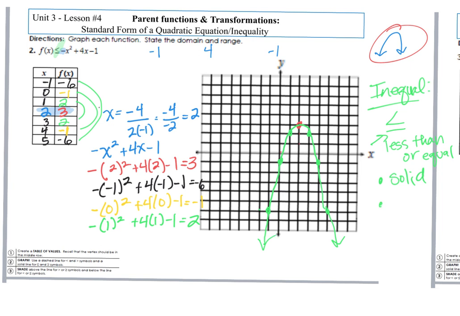The next thing it's going to tell me is where I shade. Okay, am I shading above or below the vertex? Because it's a less than, that means to shade below. Okay, shade below the vertex. So here's my vertex. I'm shading below everything underneath there. Okay, color it in, and we're done.